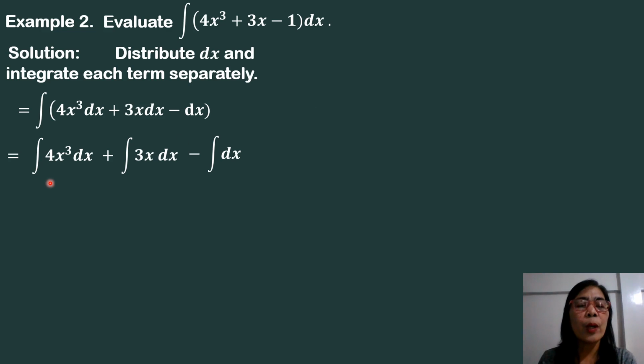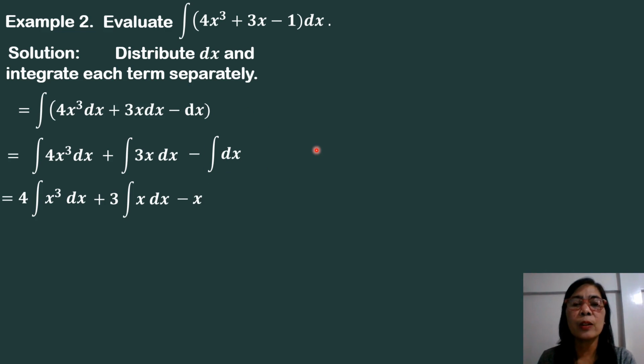So integrating now 4x cubed dx, we again further apply the second property, that if the given integrand contains a constant factor, we just write it outside. Similarly, in the second term, 3 is a constant factor, so we can write it outside. Then minus the integral of dx. So we know we have a formula for the integral of du, and that is equal to u plus c. Therefore, the integral of dx is equal to x. Supposedly, we have the arbitrary constant plus c. However, since there are still integral signs in the other two terms, we do not add the arbitrary constant c in here.